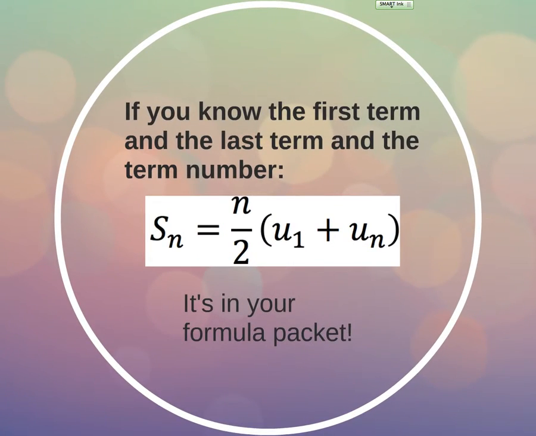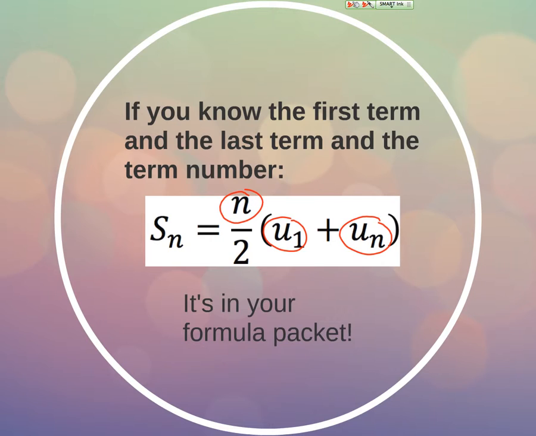So here's the short formula, if you will. If you know the first term, the last term, and the term number, you can use this shorter formula. Again, it's in your packet. We already looked at where it was. You probably saw that I had that little chunk underlined. You have the term number divided by 2, and then the first term and the last term. Then you can plug all of these numbers in and evaluate that.